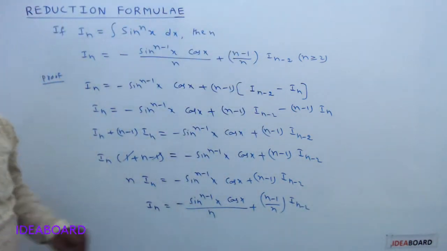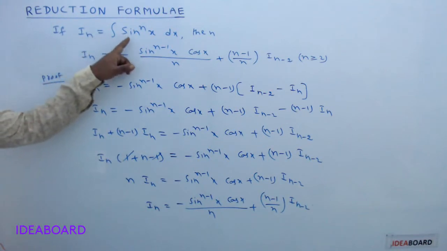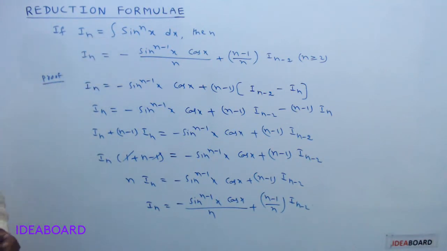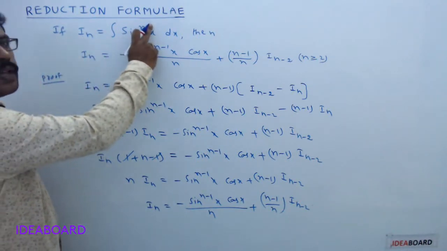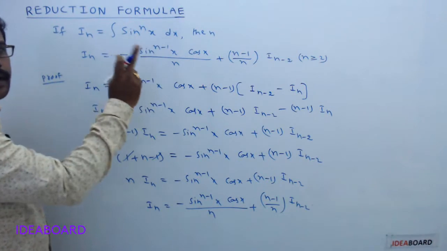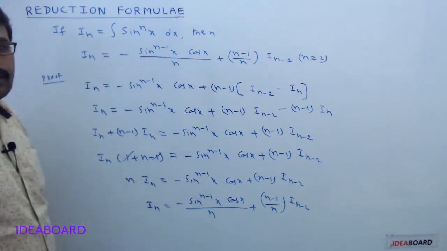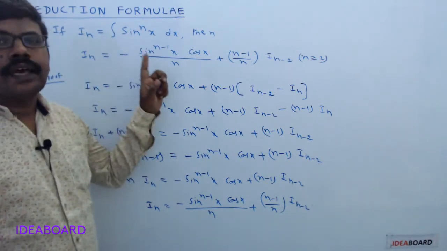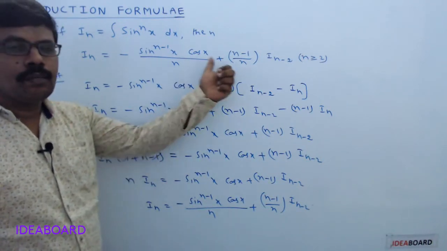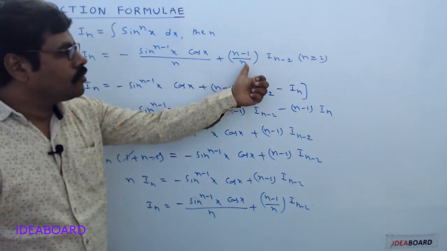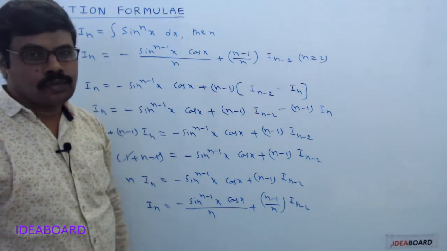Now this is the reduction formula for the function sin^n. Now what is the formula? If I_n equals the integral of sin^n x dx, then I_n equals minus sin^(n-1)x into cos x divided by n plus (n-1) divided by n into I_(n-2).